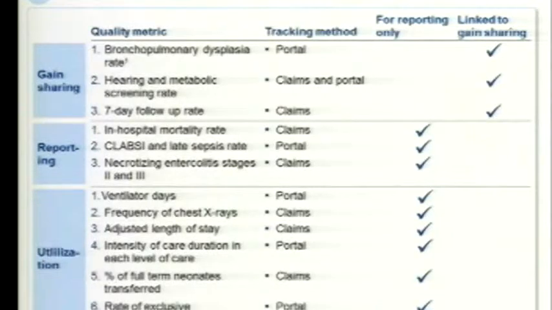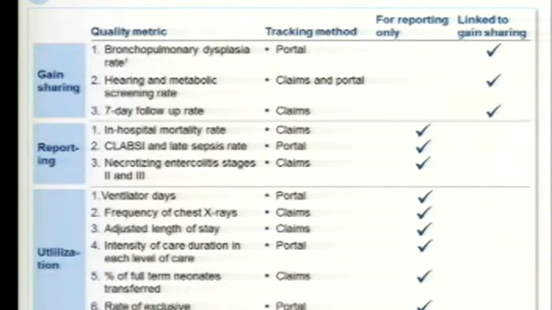Three types of metrics here. The quality metrics linked to gain sharing are those which the principal accountable providers, the PAPs, will need to meet at a certain level in order to be eligible for gain sharing. Most of the episodes have that to make sure that there is a bar for quality care, along with rewards for cost effectiveness.